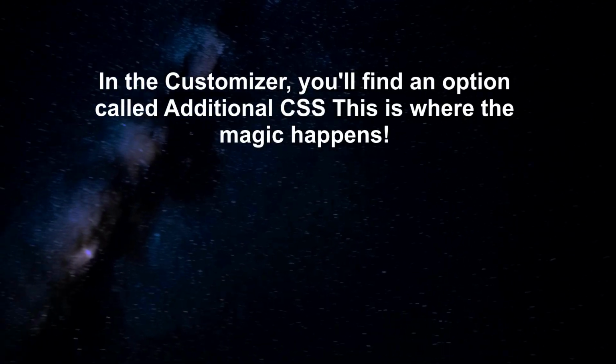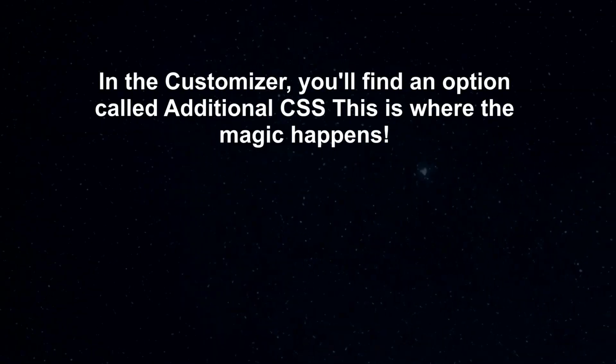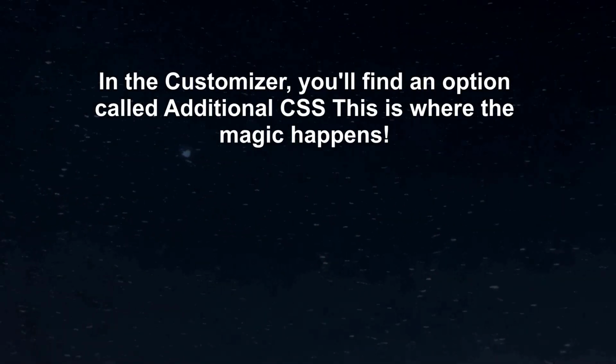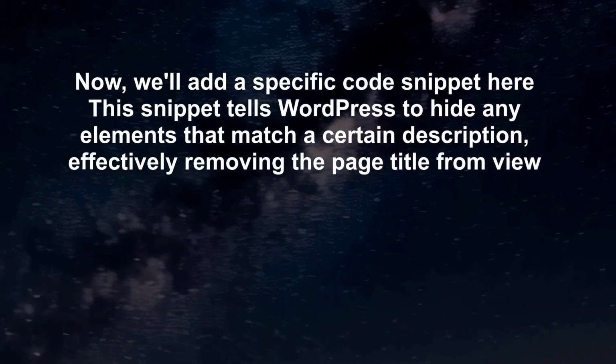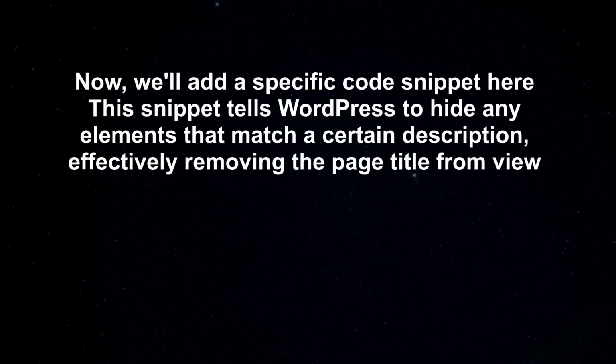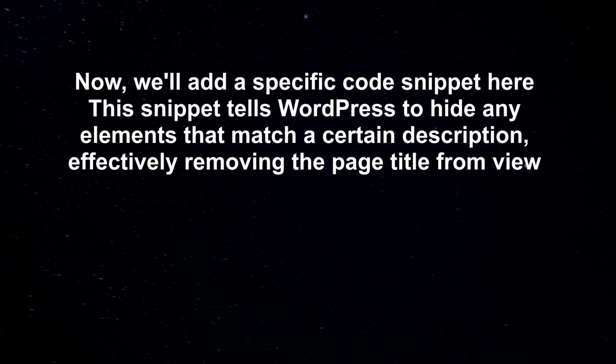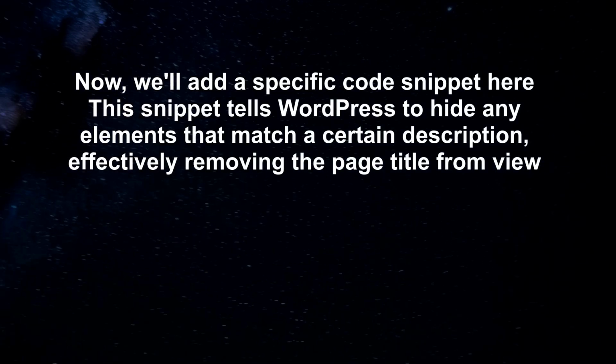In the Customizer, you'll find an option called Additional CSS. This is where the magic happens. Now, we'll add a specific code snippet here. This snippet tells WordPress to hide any elements that match a certain description, effectively removing the page title from view.